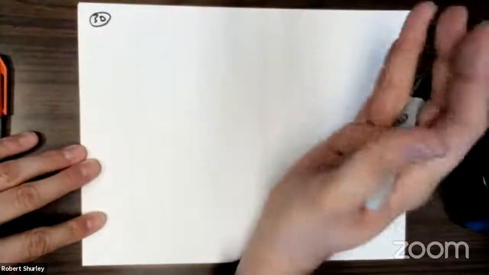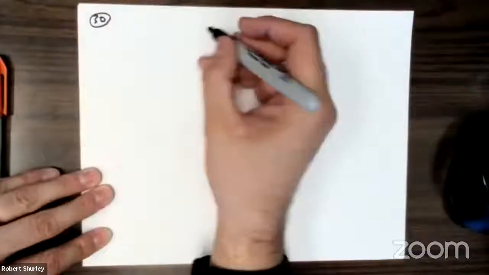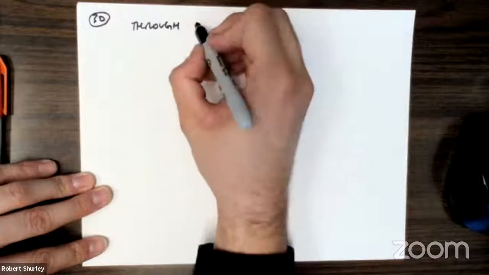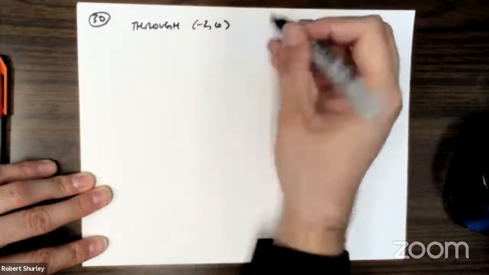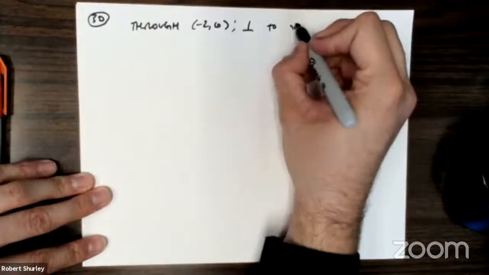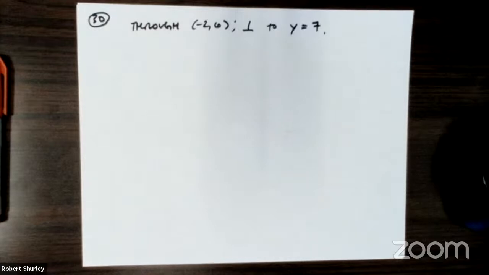Same thing. It says find the equation of a line. Now it could be x equals a, y equals b. That's fine. But we know it goes through negative 2, 6 and perpendicular to y equals 7. Now look, I'm not going to have the same step 1 and step 2 here because I'm not dealing with the same type of line.